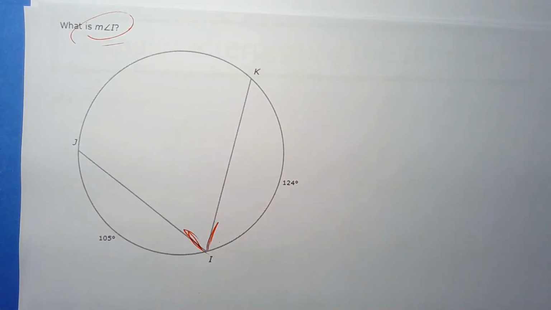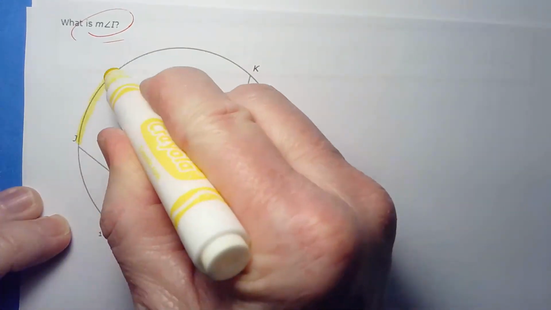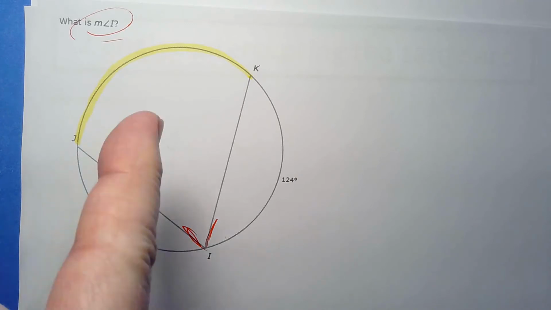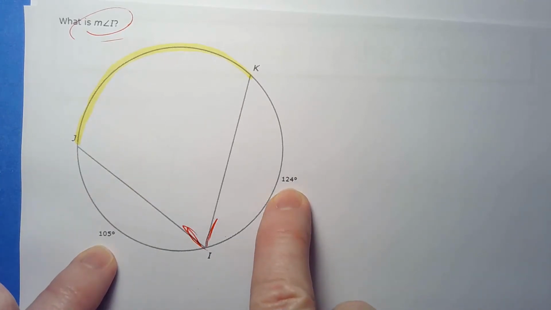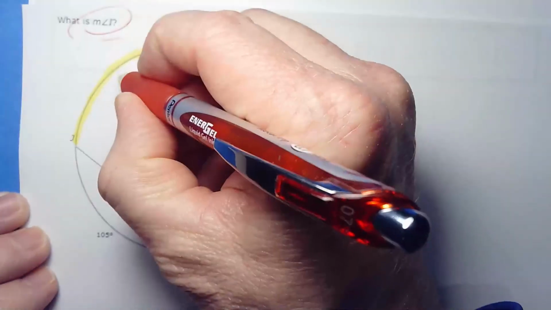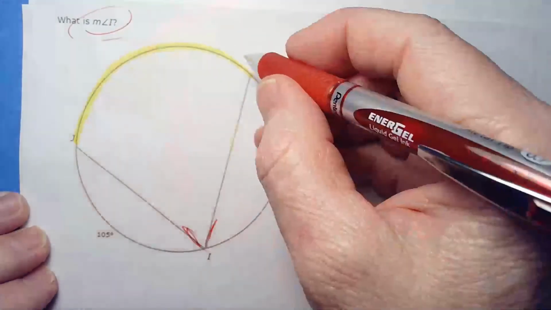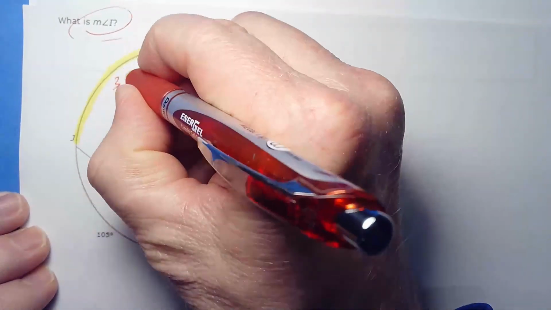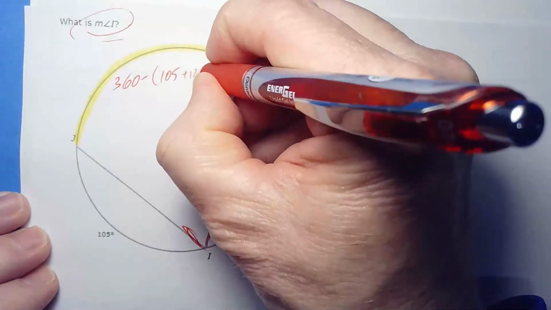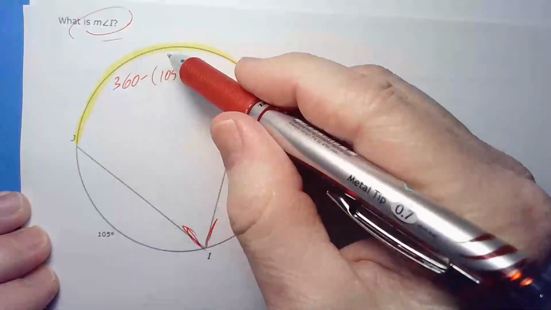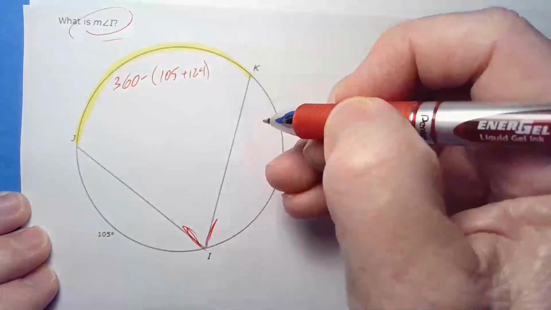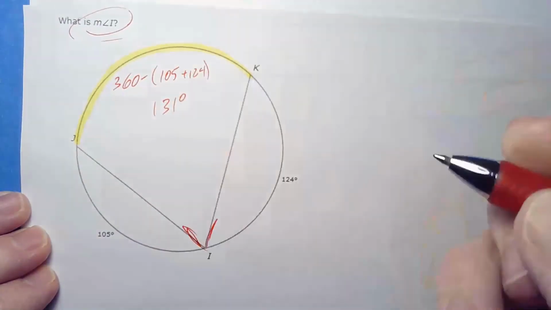Well, shoot, if only I knew what this arc was, I would be so happy, wouldn't I? Well, I know how to find what that arc is. Here's 105 and 124. Well, this arc must be, right? It's once around a circle, right? So 360. So this is 360 minus 105 plus 124, right? If you work all that out, it turns out that this arc right here is 131 degrees, okay?